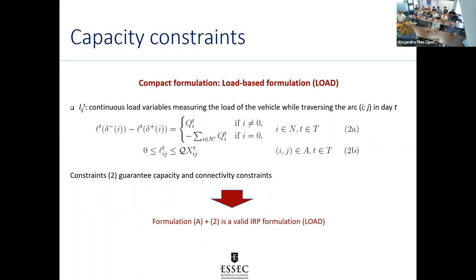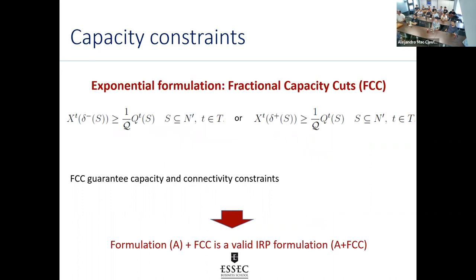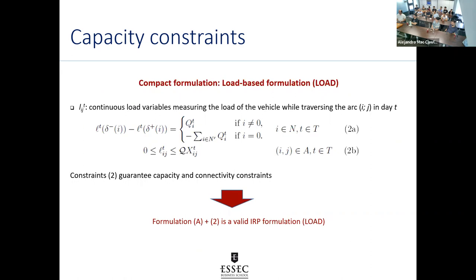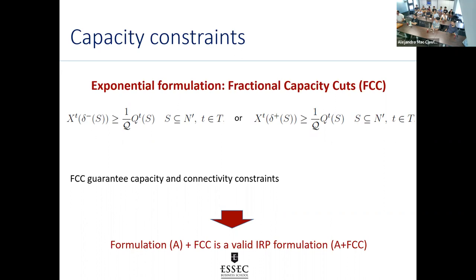And then let's see now an alternative way of modeling the capacity constraint, this time by introducing an exponential number of constraints, which are called fractional capacity cuts. This alternative way has the disadvantage that you need exponentially many constraints for formulating the capacity constraint, but has the advantage that you don't need the new variables L any longer. You have fewer variables, but exponentially many constraints.